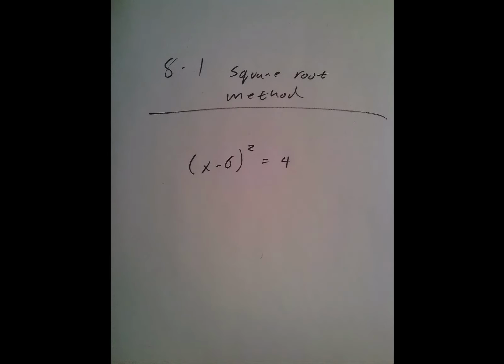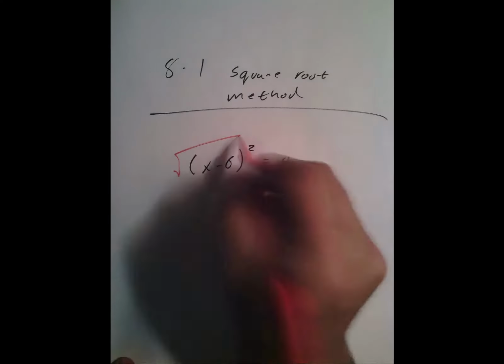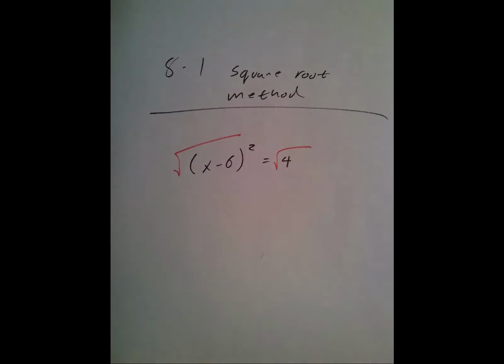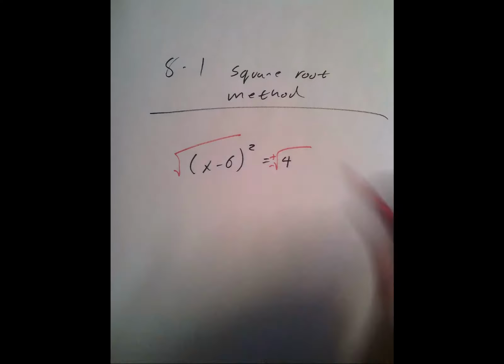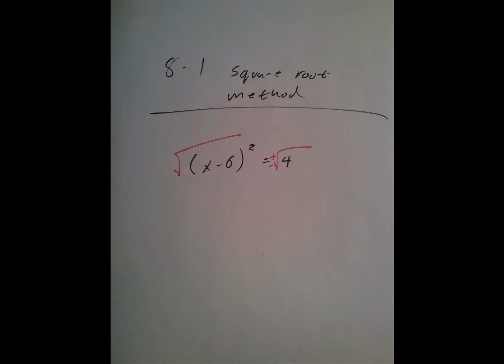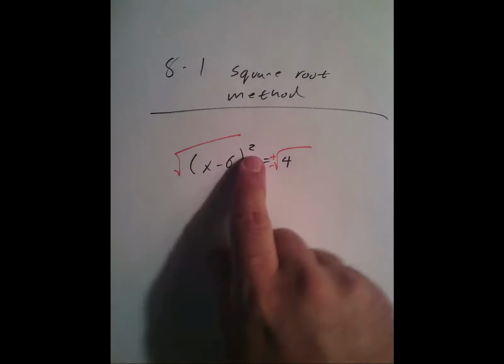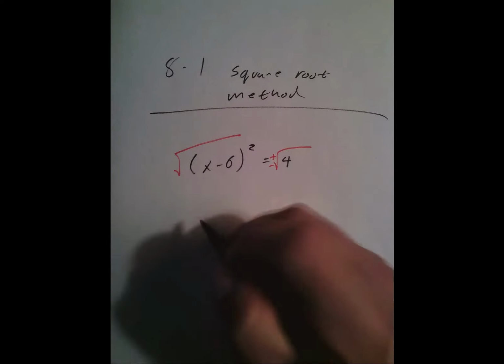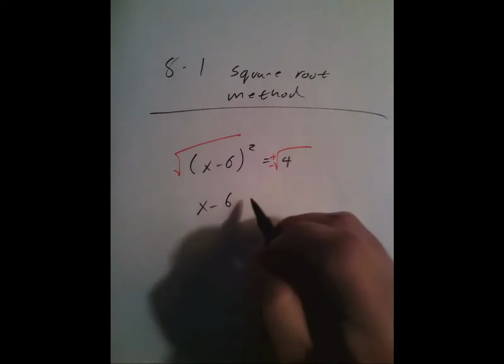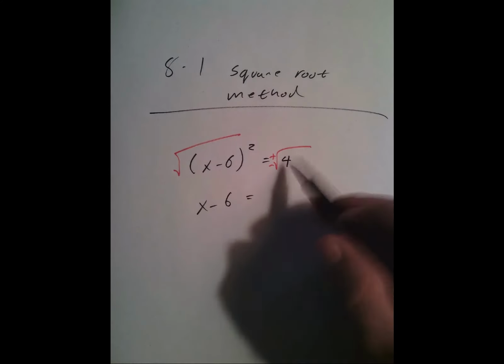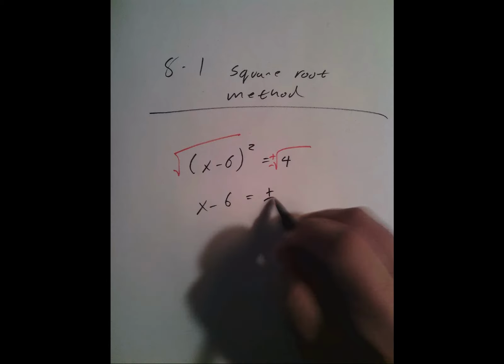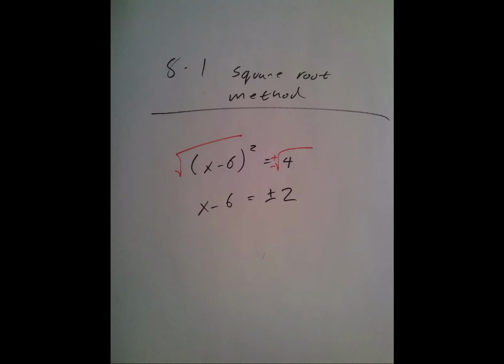So, in order to solve this problem, what I'm going to do is square root the left side and square root the right side. Now, what you need to remember is when you square root, you need to make it plus or minus. That's how you get the two possible answers, one for the negatives and one for the positives. So, a square root and a square cancel, and that leaves us with x - 6 on the left side, and on the right side, we have the square root of 4, so it's plus or minus the square root of 4, which is plus or minus 2.